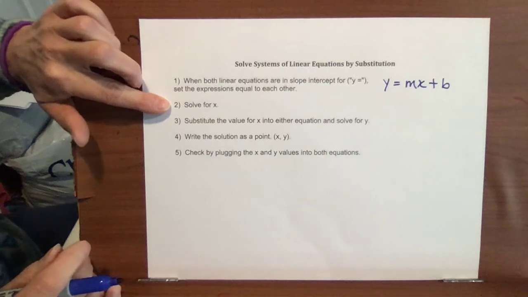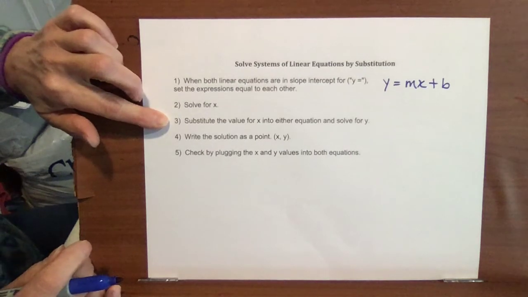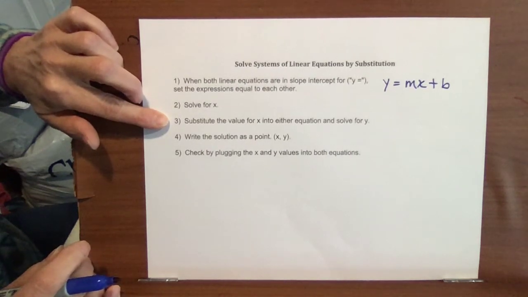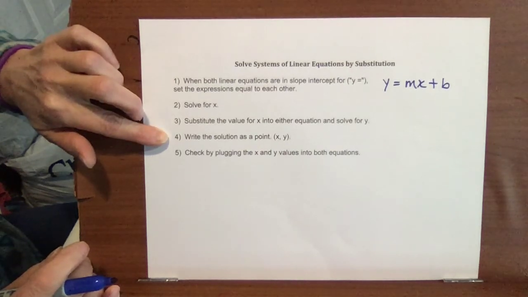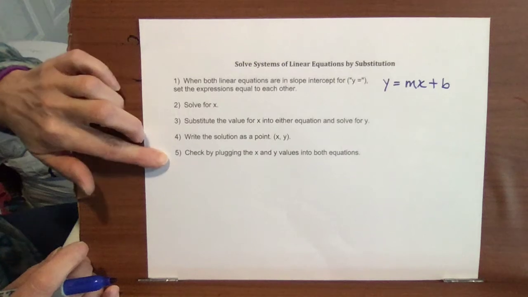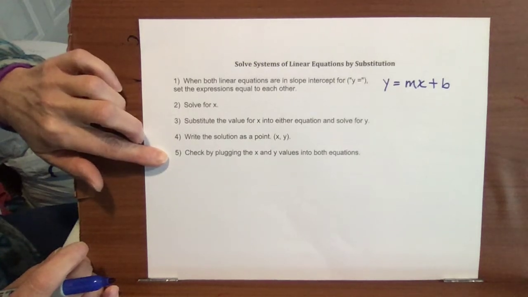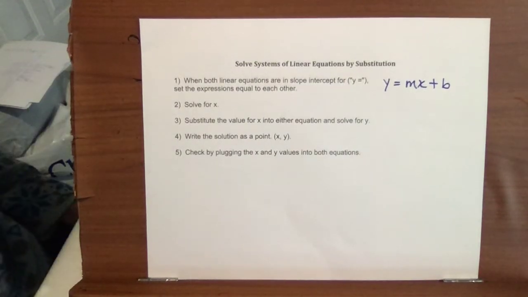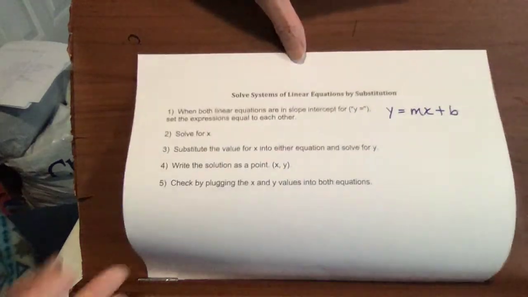Second, we're going to solve for x. Then we're going to take the value for x and substitute it back into either of the two equations and solve for y. And then we can write that solution as a point. Then we can plug in x and y into both equations and see that it actually comes out correct and check it. So that's going to be our methodology today.